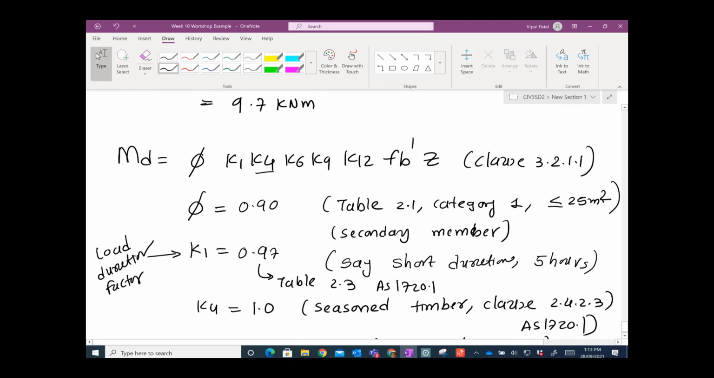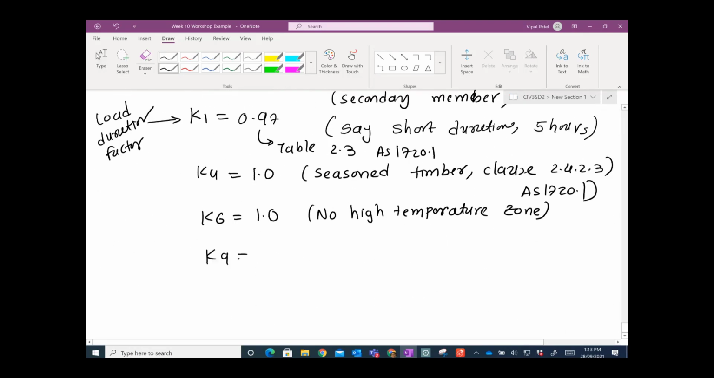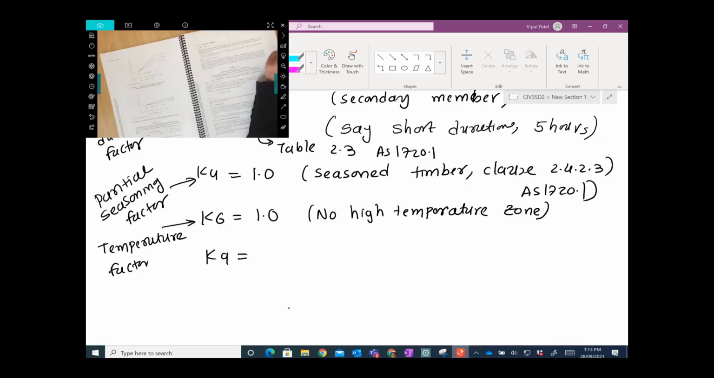What else now? K9. K9, what is that K? This is, by the way, the temperature factor. This one, K4, what is that called? Partial seasoning factor. And this is the temperature factor, K9. What is that called, K9?